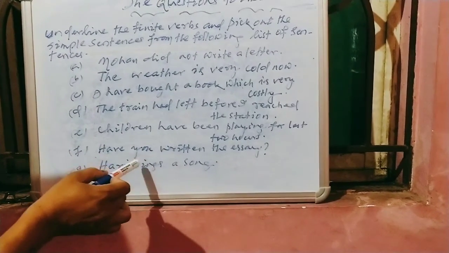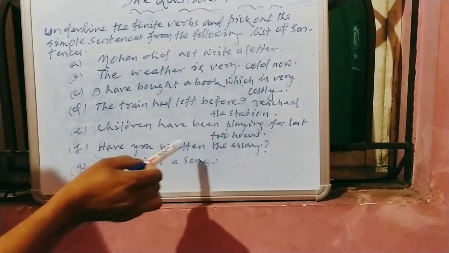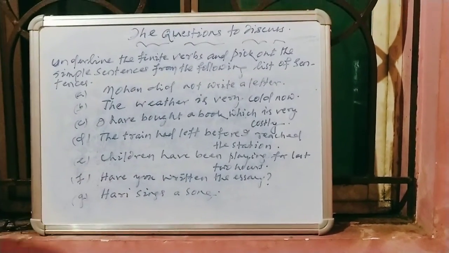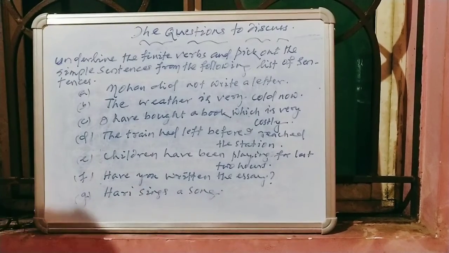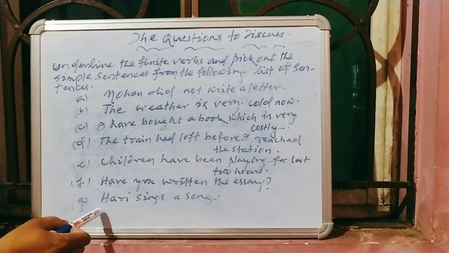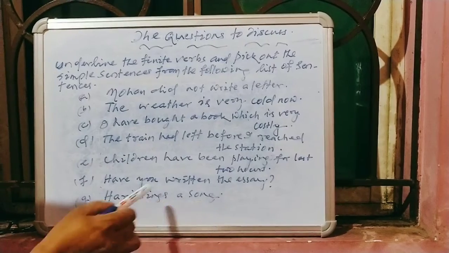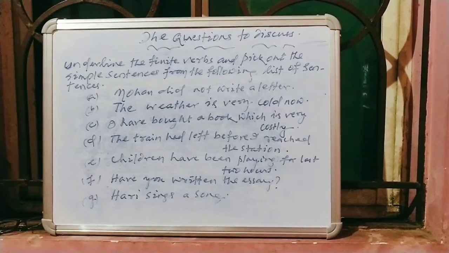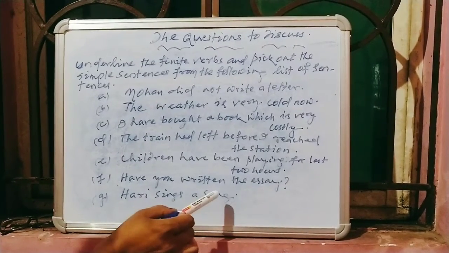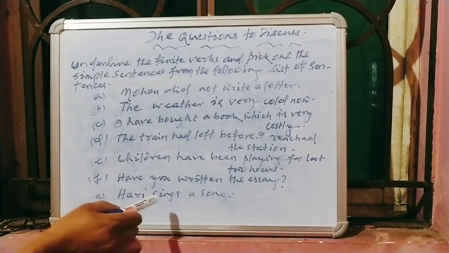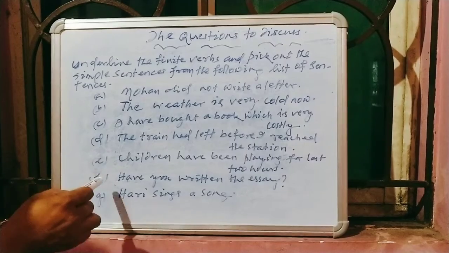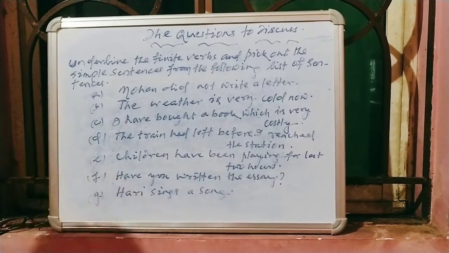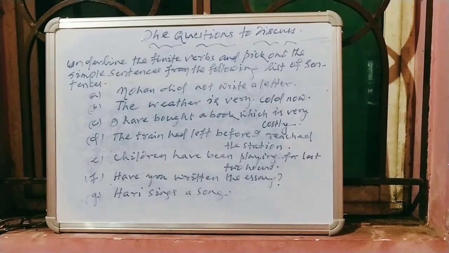Then come to the sixth sentence. Have you written the essay? It is an interrogative mood, and have is the finite verb here, and it is also a simple sentence. And in the sentence number 7, Hari sings a song. Sings is the finite verb, and it is a simple sentence. So in this way, Hari sings a song, it is the simple sentence having one finite verb, that is sings. And have you written the essay? Here the finite verb is have, so that it is also a simple sentence.